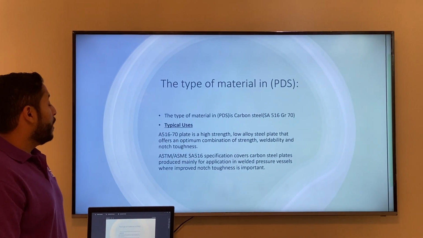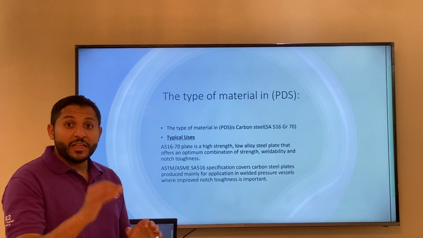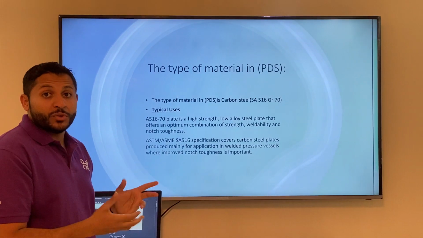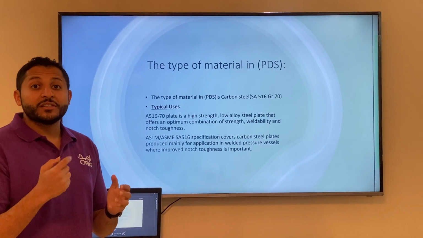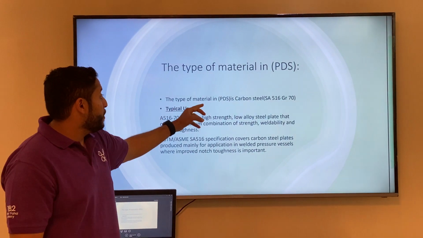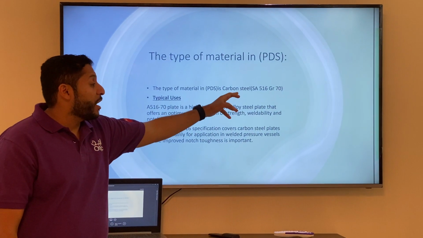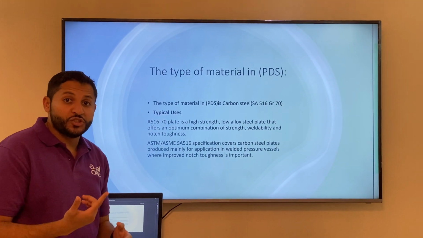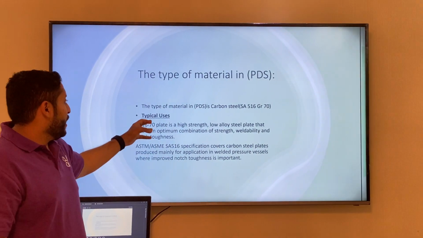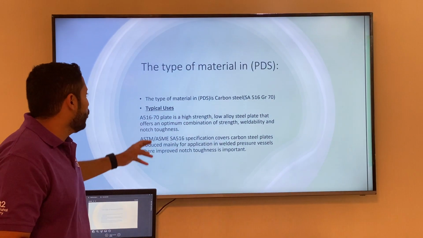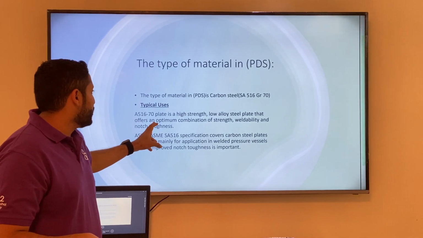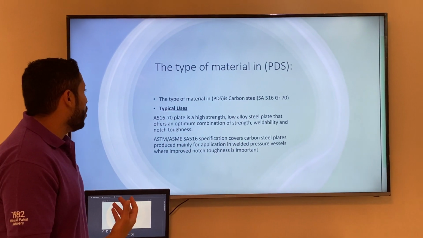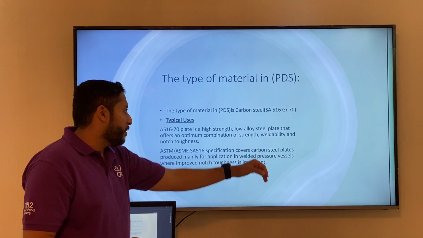Now the first question we have in the assignment: what is the material we use in the PDS, in this equipment? The material we use here is carbon steel. As mentioned here, the type of material in the PDS is carbon steel, and there are many types of carbon steel. It's called SA 516 GR70. Here it is mentioned that typical uses for this plate are for high strength, low alloy steel plate, offering an optimum content of strength.